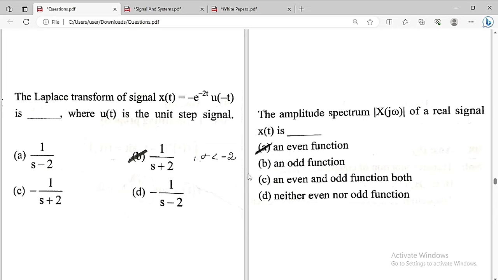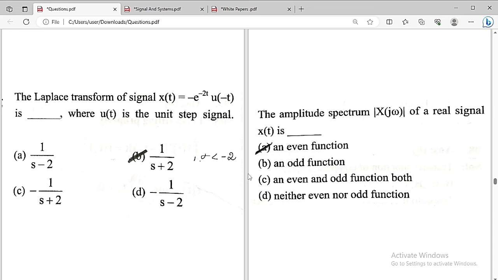If you see clearly what they have said, they have considered x of t as a real signal, and X of j omega is nothing but the Fourier transform of the signal x of t. So the amplitude spectrum is the magnitude of the Fourier transform. What do we need to figure out? Of our four options, option A, an even function, is the correct solution of this question. It is always an even function, or we can say it is symmetric with respect to the y-axis.